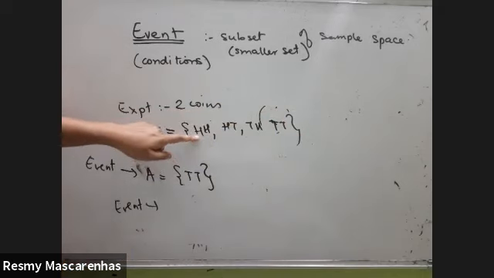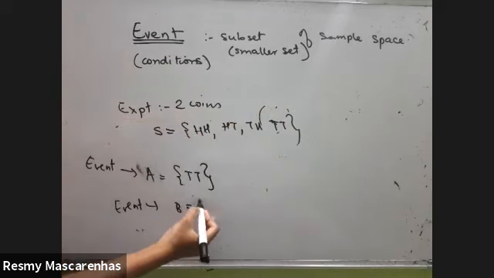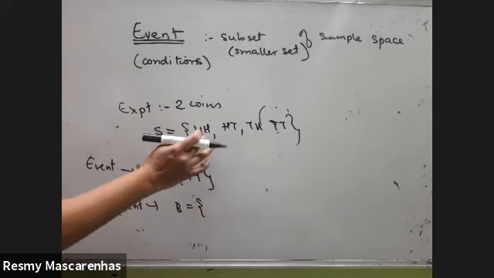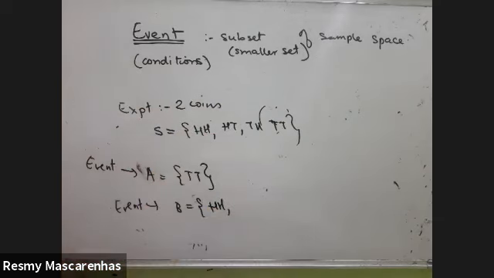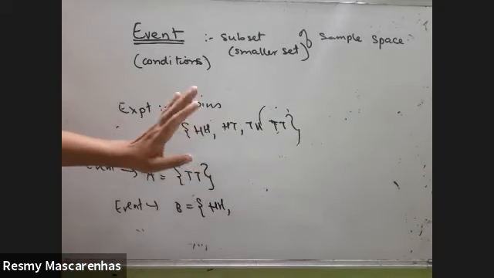At least one head means minimum one head should be there. In this, there are 2 heads, so it is satisfying the condition. At least one means minimum one, so of course, 2 are there. Still it will work. Here, they have not said exactly one.